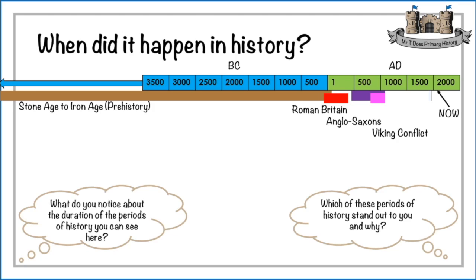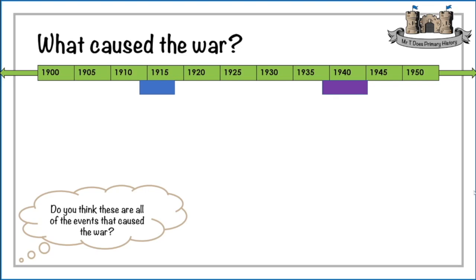Let's change the scale on our timeline and look at our more modern history for the First and Second World War in more detail. So, you can see our second timeline here. The focus now is on what caused the war. The scale of this timeline has changed.